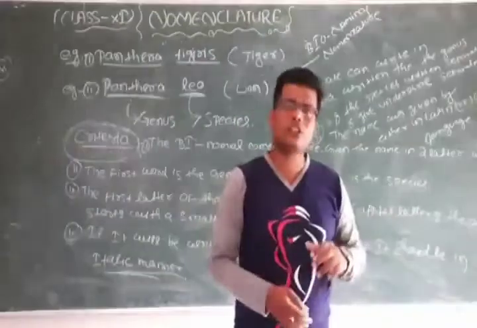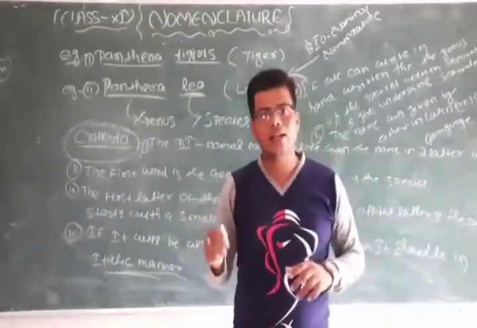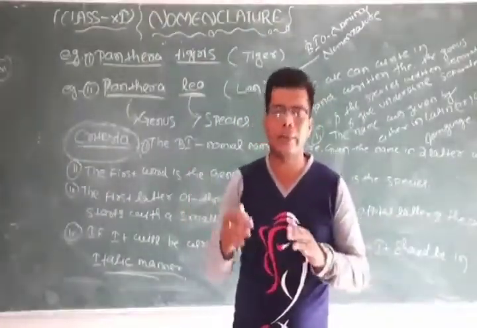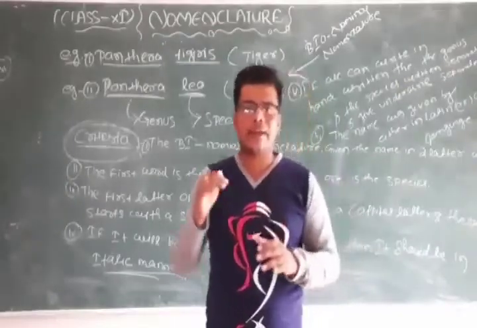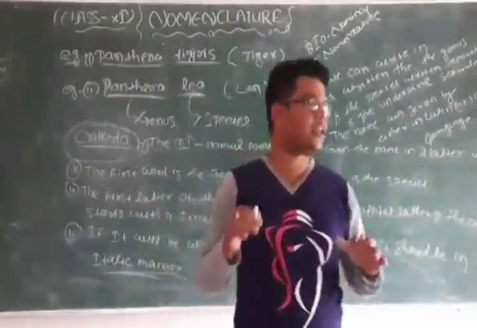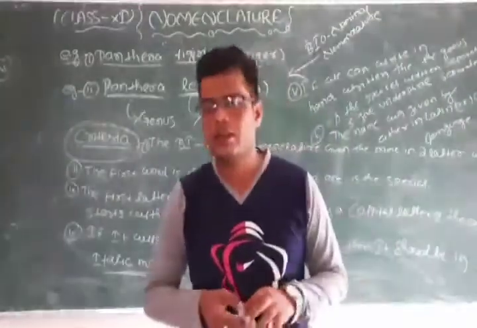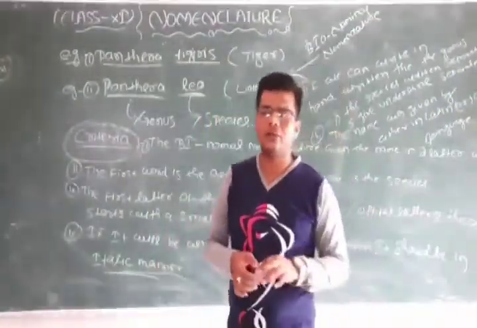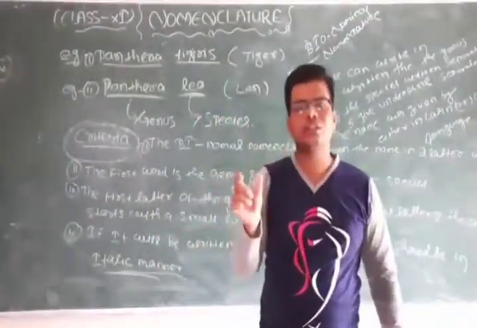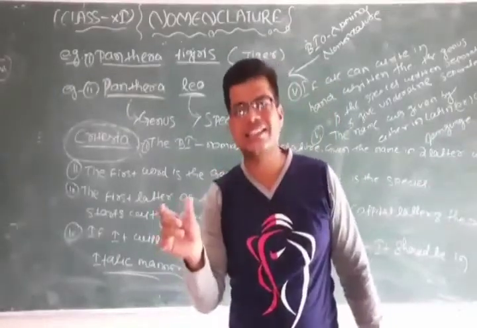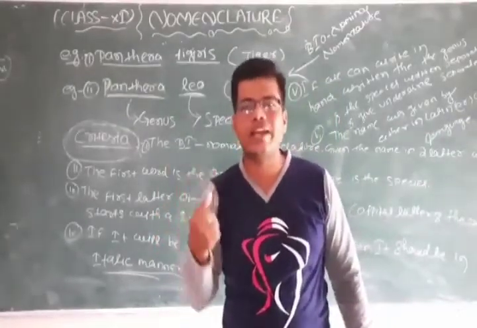So, the naming system will be given by a 2-letter word, so that it is called binomial nomenclature. By giving binomial nomenclature, or the 2-letter wording system, there will be small differentiation or small characteristical changes viewed in case of some animals.